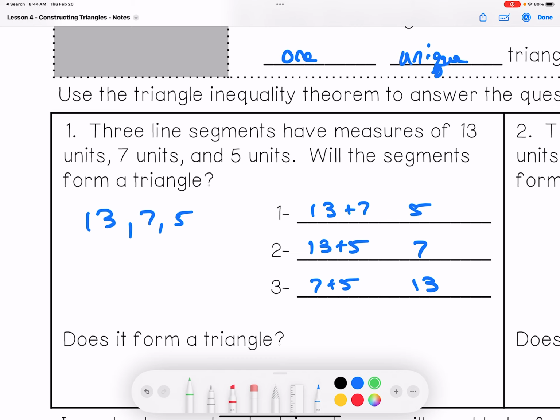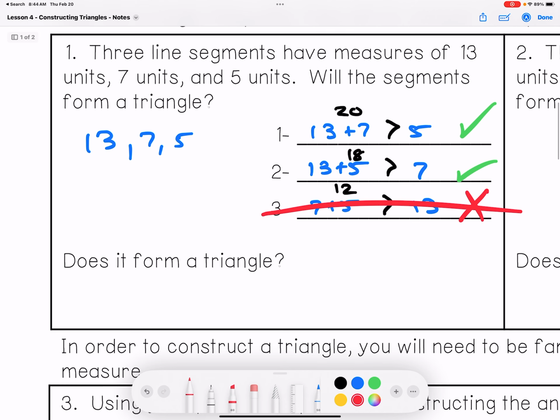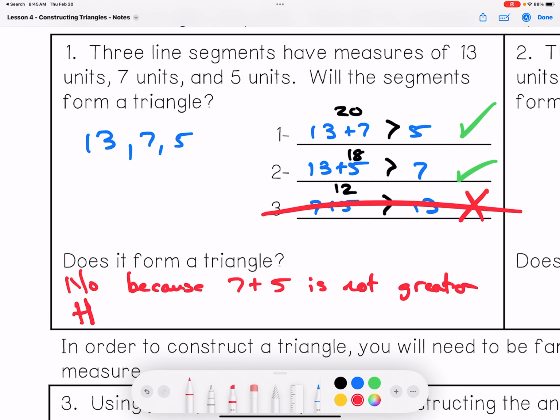All right, for this to be true, all of them would have to be greater than. Now let's look at them. Is 13 plus 7, which is 20, greater than 5? Check. Is 18 greater than 7? Check. Is 7 plus 5, which is 12, greater than 13? No. So does it form a triangle? No. And it's because 7 plus 5 is not greater than 13.